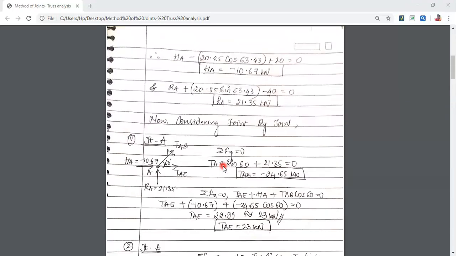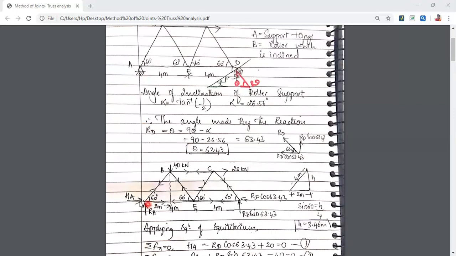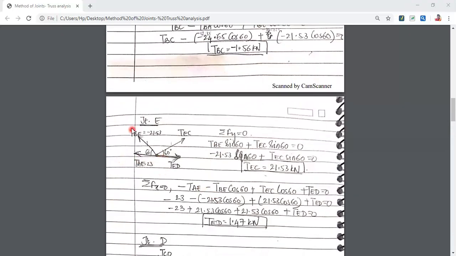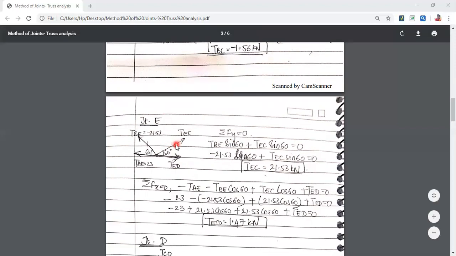Then we go to joint E. So we have finished joint A, joint B. I go to joint E because these two are known now and these two are unknown. So draw the free body diagram for joint E. Two knowns, these two unknowns, along with the forces and the unknown forces. So apply summation Fx equal to 0. So TEC, TBE will come in summation Fy equal to 0. So TBE.